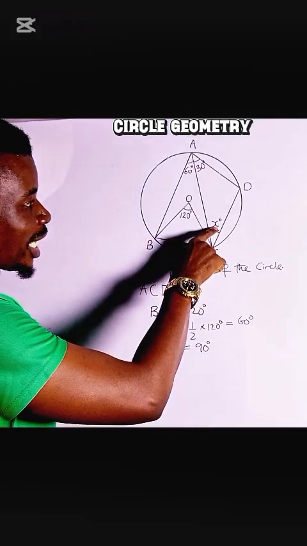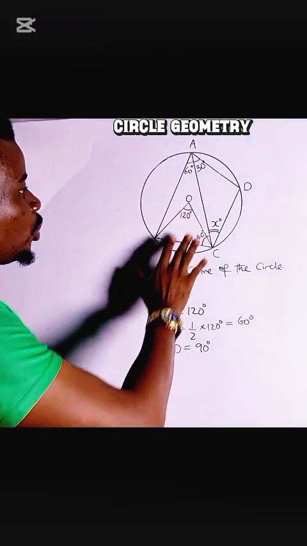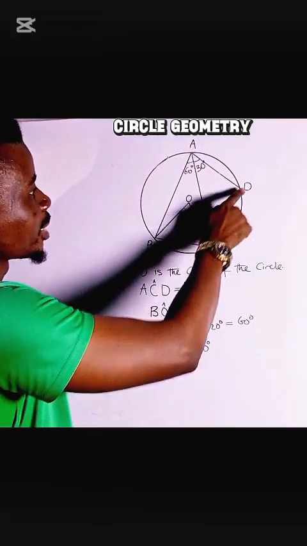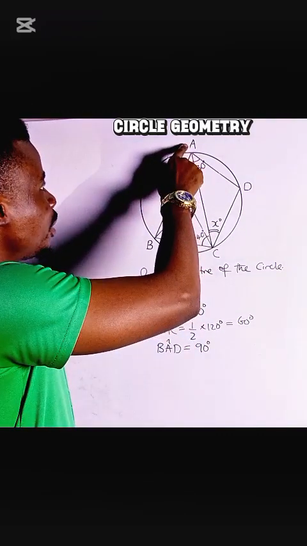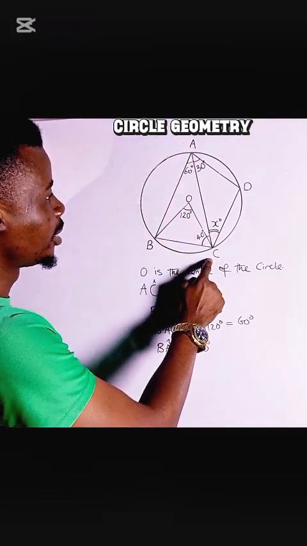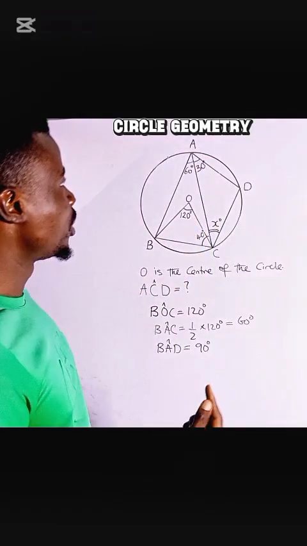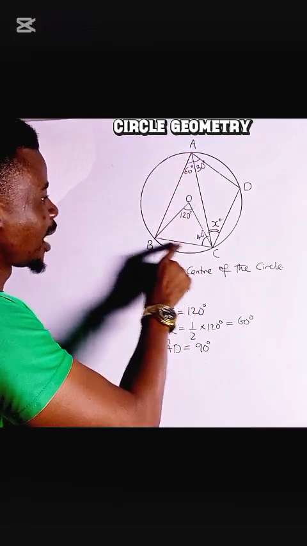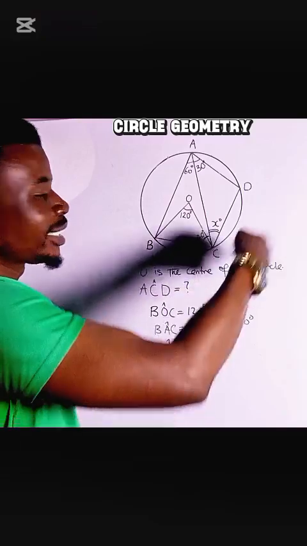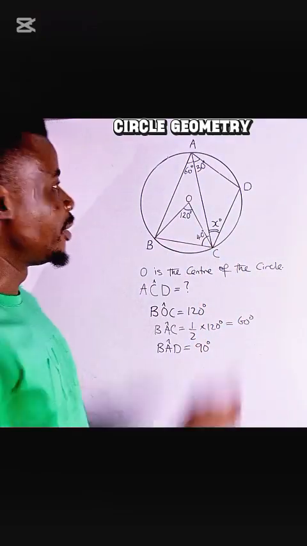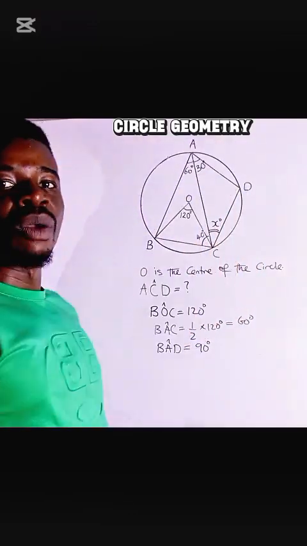Now, our goal is to find the angle X. How can we get this? If you look at the diagram very well, you'll notice that the figure inside the circle is a quadrilateral because it has 4 sides. Lines AB, BC, CD, and DA make a quadrilateral. Another thing you'll notice is that the vertices of the quadrilateral touch the circle. So this is a cyclic quadrilateral.